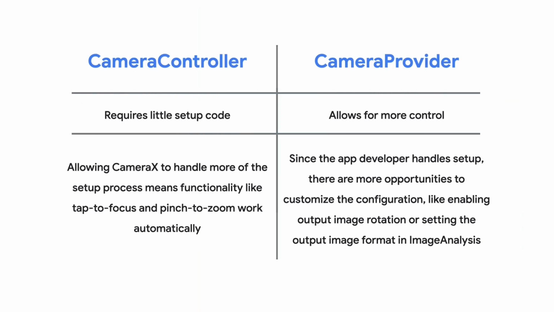There are two ways to implement start camera using CameraX. You can use a camera controller or a camera provider. Camera controller requires less setup code, and as a result, camera controller handles more functionality for you. For example, it provides out-of-the-box, tap-to-focus, and pinch-to-zoom functionality. On the other hand, camera provider allows for more control, but that means that you'll have to handle more of this setup yourself. Examples of customizations you can add with camera provider are enabling output image rotation or setting the output image format in image analysis.